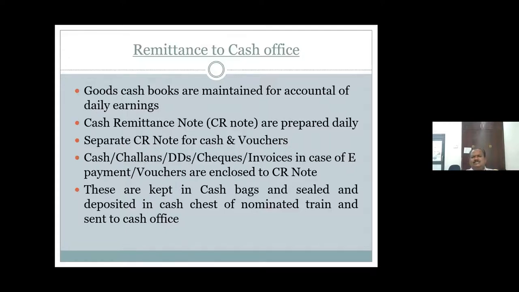So goods cash books are maintained for accounting of daily earnings. A CR note is prepared. This CR note includes all the cash details, DD details, and daily earnings, whatever is collected at the stations. A separate CR note is prepared and sent to the traffic accounts office. These are kept in the cash book and sealed. So this is how the earnings are collected at the various scattered stations and sent to the traffic accounts. This is the mechanism through which the cash, the vouchers, the DDs collected, or the challans of the banks for remittance of the cash are transmitted to the accounts of the cash office.